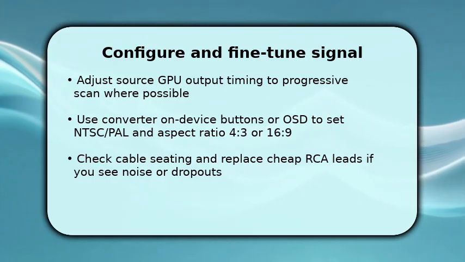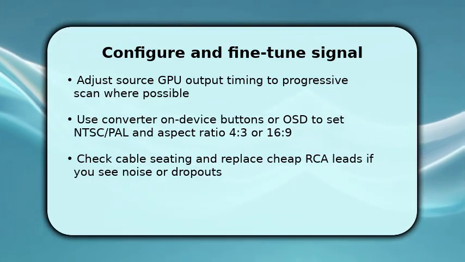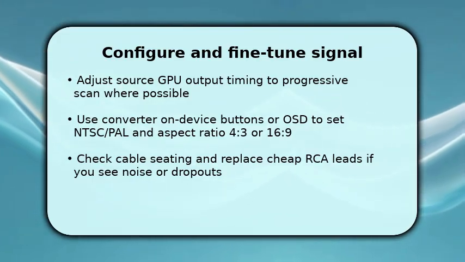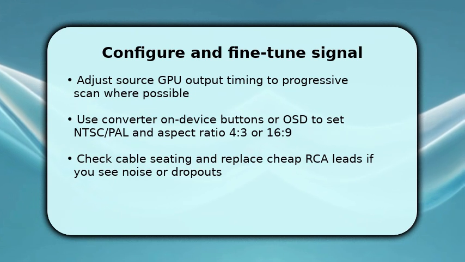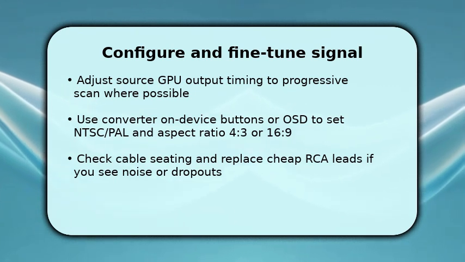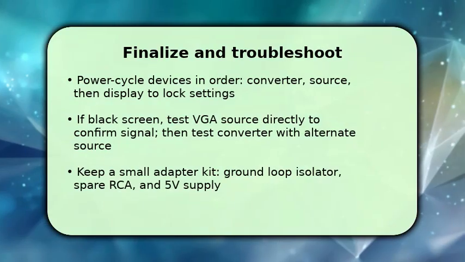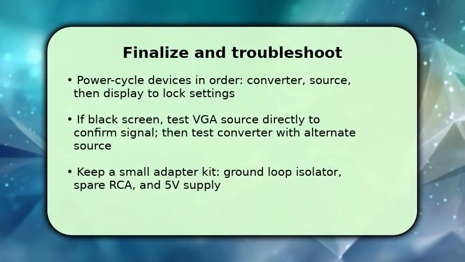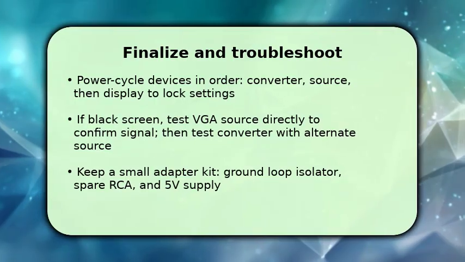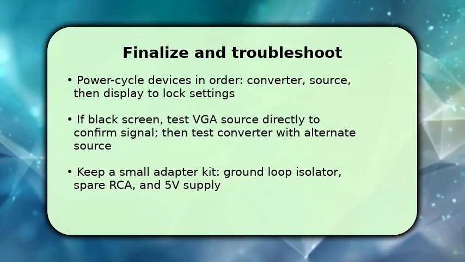Choose aspect ratio to avoid stretching. If the image has jitter, reseat cables and swap RCA leads. Poor shielding often causes artifacts. So, to finish testing, power cycle devices in a controlled order so the converter reads the source on startup. This often locks the correct format.